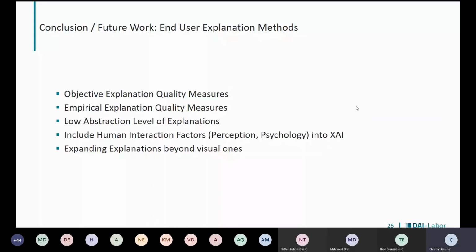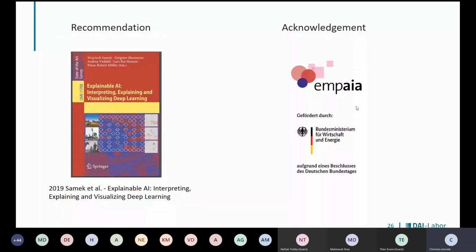And on the last page, I want to give a recommendation. So if you are further interested in explainable AI, I can highly recommend this book from Samek et al., giving a really good overview about the whole current state of the art.